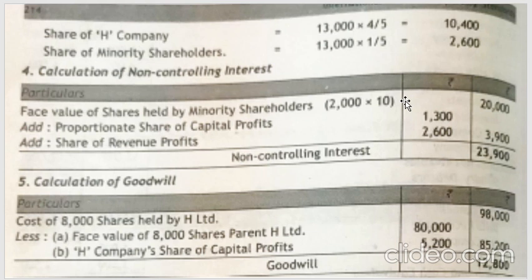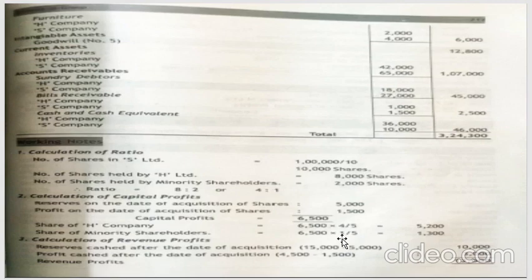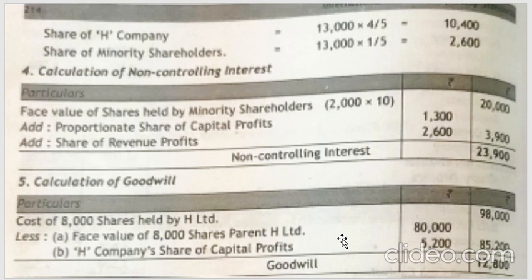Next is calculation of goodwill. In calculation of goodwill, we take the cost of shares held by H Limited, that is the parent company. Here we will be checking whether the parent company has earned goodwill or capital reserve. Now, the cost of 8,000 shares held by H Limited, you need to check in your question. You need to check whether any investment is made by the parent company. If you look into the investment in S Limited, that means the parent company has bought shares in S Limited. What is the actual investment made? 98,000. So shares worth 98,000 rupees have been bought. That is the actual cost of shares held by H Limited, which is 98,000.